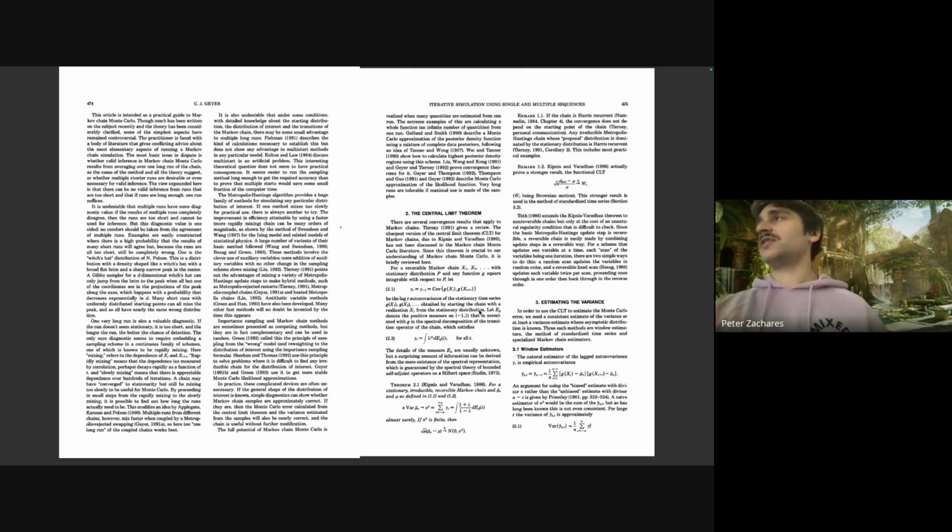I know there's a lot more in this paper, but I just want to cover what I consider to be the crux of the paper. And that is how you can calculate the Monte Carlo error for Markov chain Monte Carlo. As we said before, the big issue is that the samples are correlated with each other.